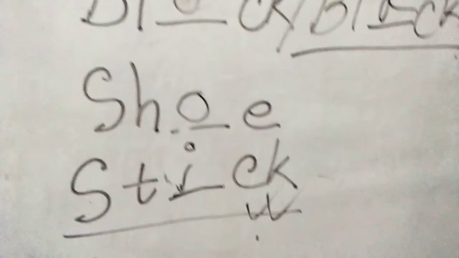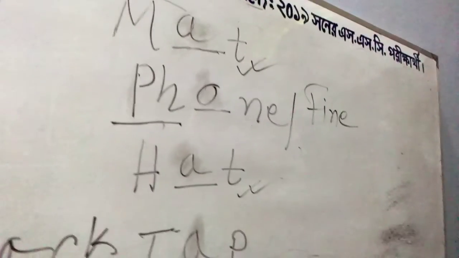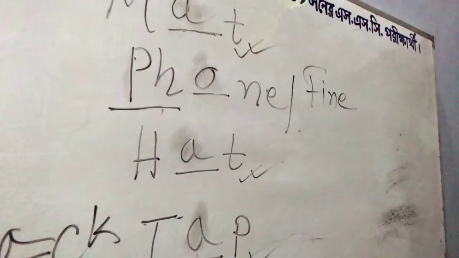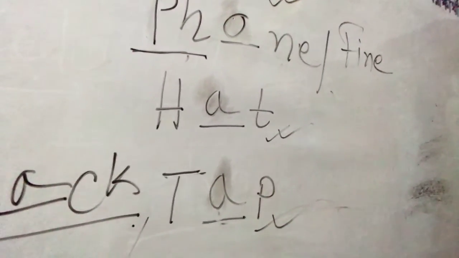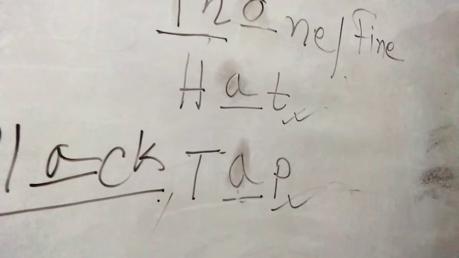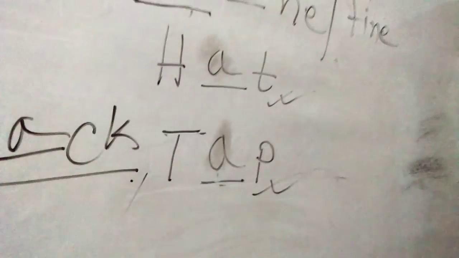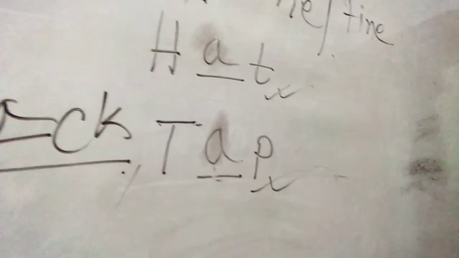S-T dash I-C-K, if I put I, it becomes stick. Stick means the wooden piece. Now M dash T. If I put A, it becomes mat. P-H dash N-E. If I put O, it becomes phone. We all have phones in our home. So then H dash T. If I put A, it becomes hat, a kind of wearing like cap. T dash P. If I put A, it becomes tap, a sound that is made while we start tickling or tackling.